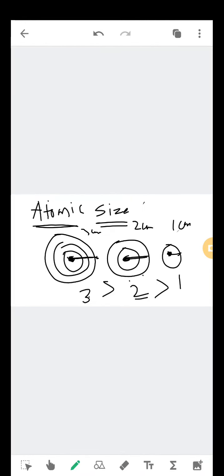Okay, so the first atom had only one shell, so the distance was less. There was addition of one more shell, the distance started to increase. There is one more addition of a shell, the distance will increase again.